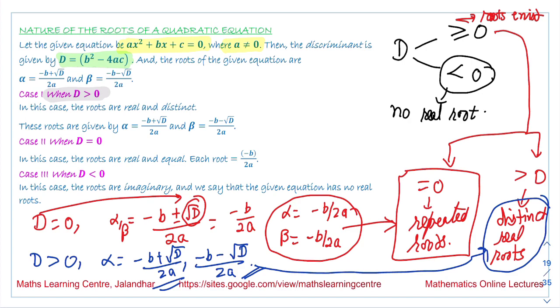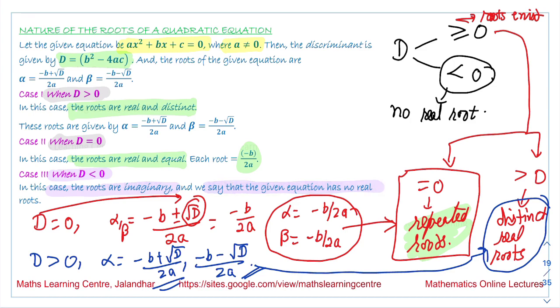So this is mentioned over here: when d is greater than 0, then the roots are real and distinct. When d is equal to 0, then the roots are real and equal. These are also called the repeated roots, and the value is minus b by 2a. And the third case, when d is less than 0, then the roots are imaginary. We are saying that the equation has no real roots.